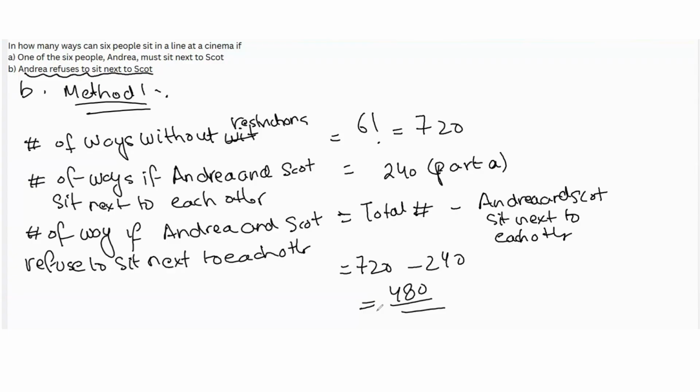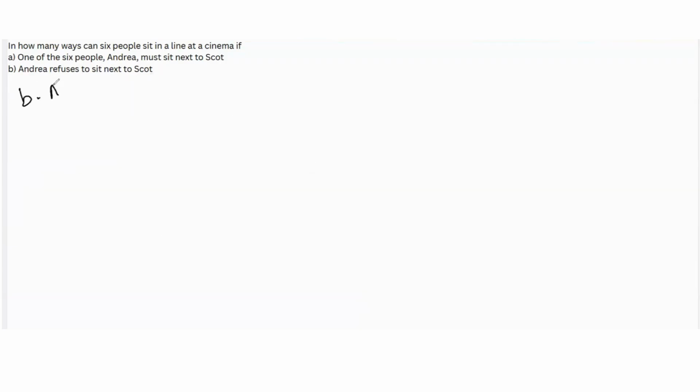What is the second method to do this? So this was method one. Now let's do part B using a different method, method two. Now, method two is that we know Andrea and Scott don't want to sit next to each other, right? So we have four people. They don't have an issue. They can sit over here, right? In these four slots, these four people can sit.